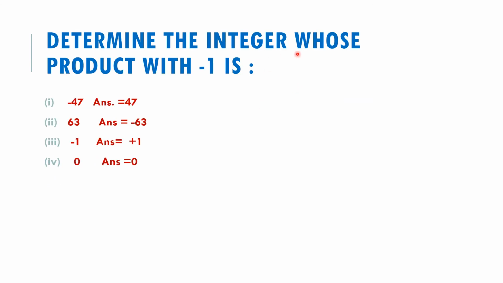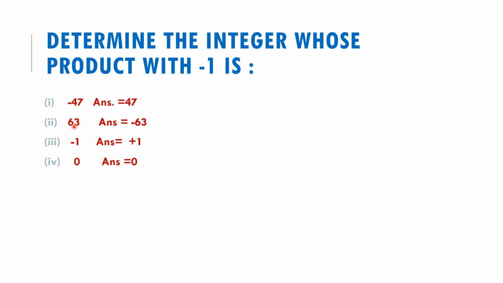Now this is another question. Determine the integer whose product with minus 1 is minus 47. So whenever you multiply a number with negative 1, its sign changes. The number remains the same but the sign changes. So which is the number which when multiplied with minus 1 will give minus 47? So that is 47. 47 into minus 1 will be minus 47.